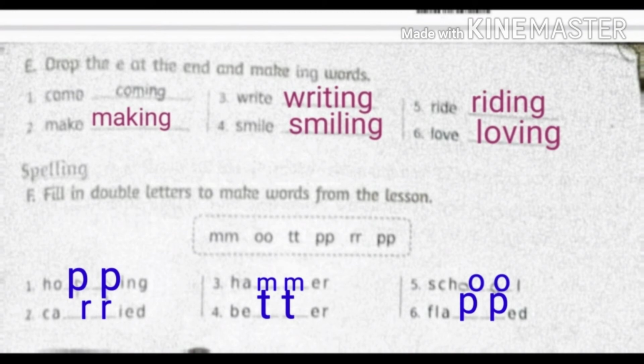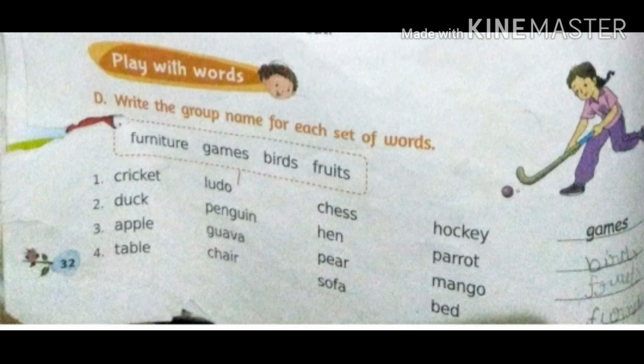Next word is BE-ER. The suitable letters are double T, better. B-E-T-T-E-R, better. Now the next word is SCH double-L. The suitable letters are double O, school. S-C-H-O-O-L, school. Now the next word is FLA double-ED. The suitable letters are double P, flapped. F-L-A-P-P-E-D, flapped.